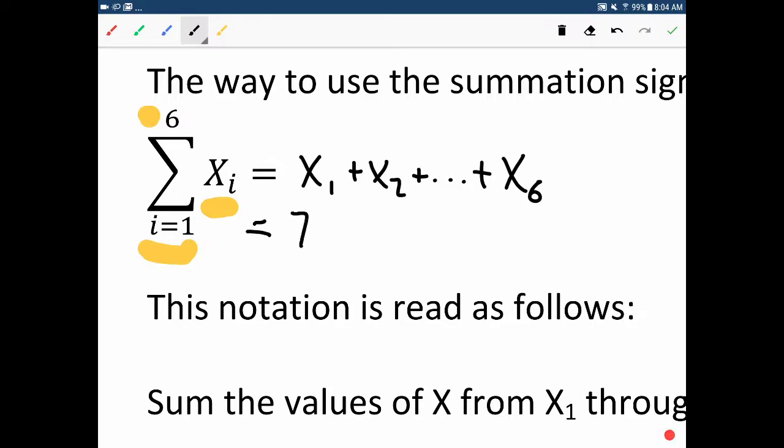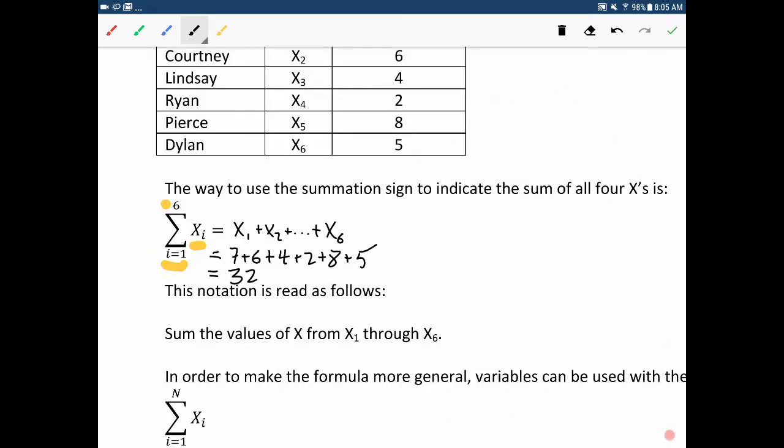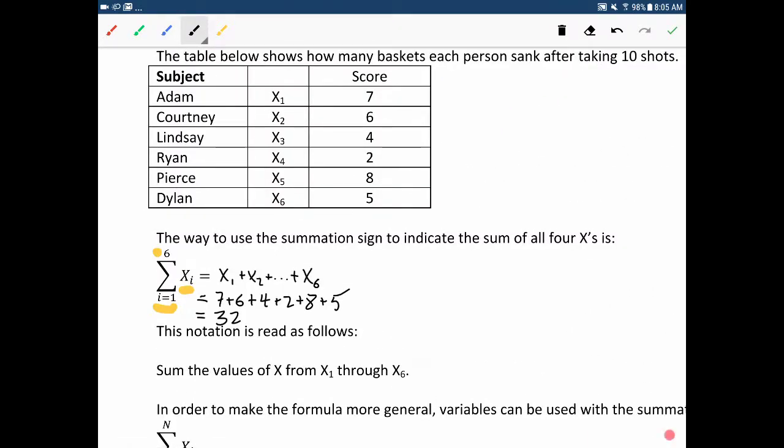It's just going to be 7 plus 6 plus 4 plus 2 plus 8 plus 5. We just add them up the way you would normally do it, and you get 32, and that's it. It's just a condensed way of saying add up all these numbers. Now this is a fairly short chart, but you can see how this would be an easy way of writing it if I wanted you to add up 200 rows or something like that.